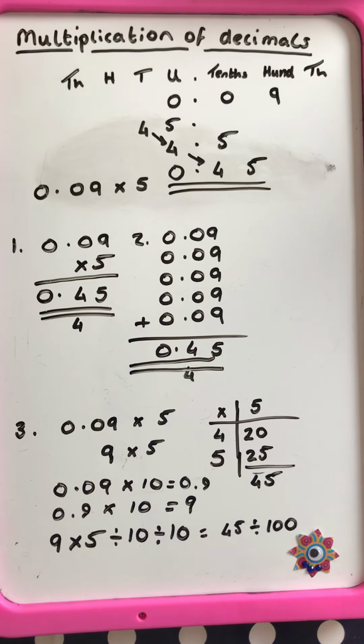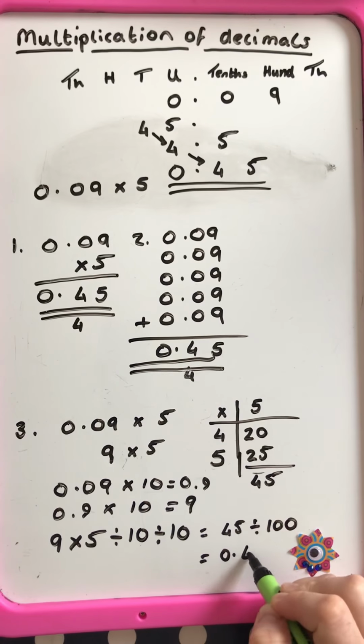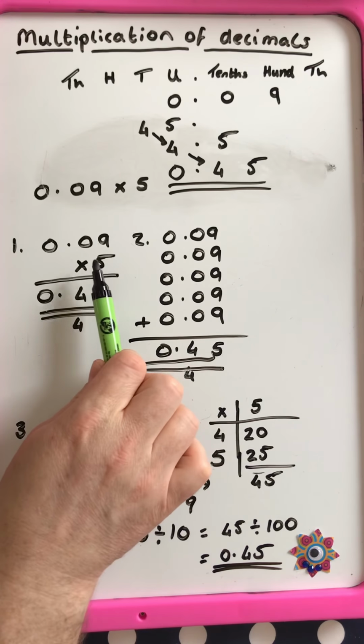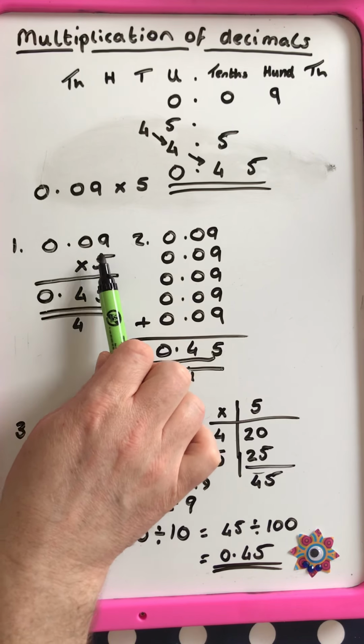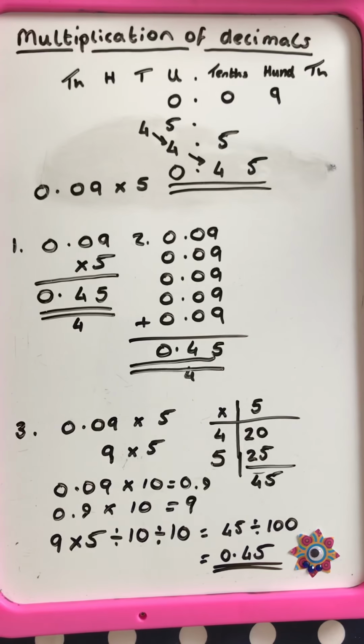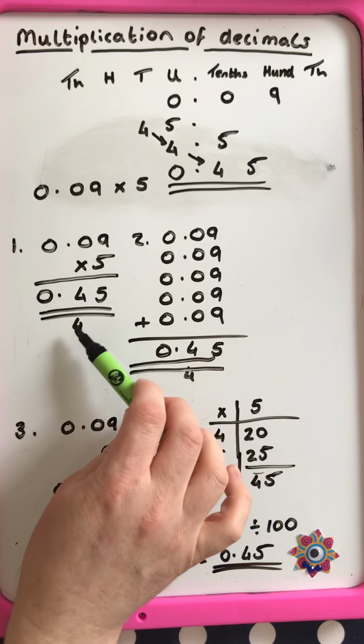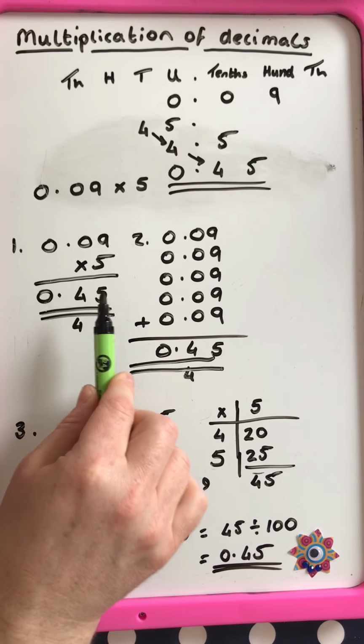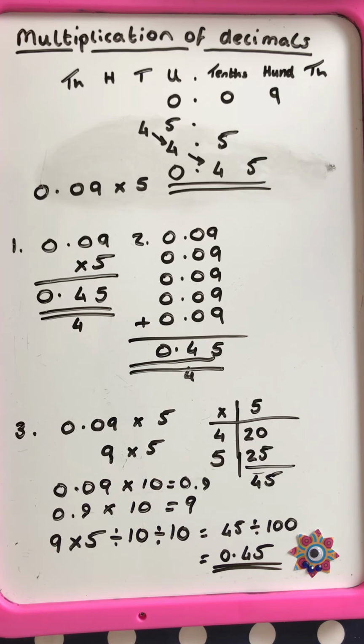So there are 3 strategies for multiplying decimals. There'll be a time and a place for each of these. Conventionally, as long as we've got the full understanding that this 5 times the 9 is actually 5 times the 9 hundredths. So we've got 45 hundredths, which is 4 tenths and 5 hundredths. So conventionally, repeated addition and our area multiplication.